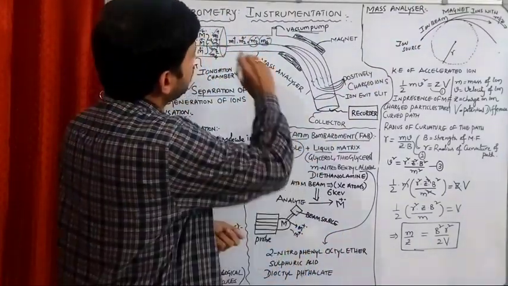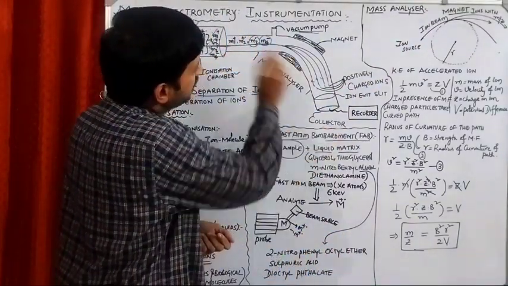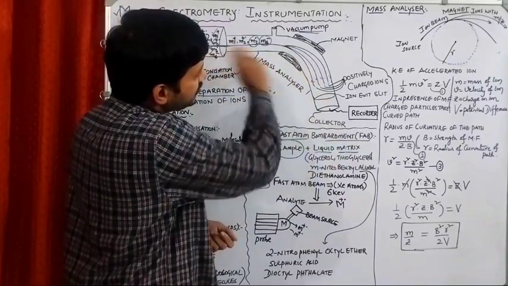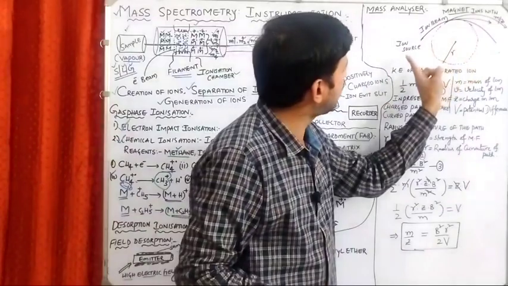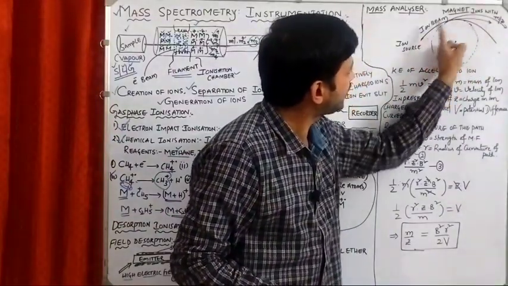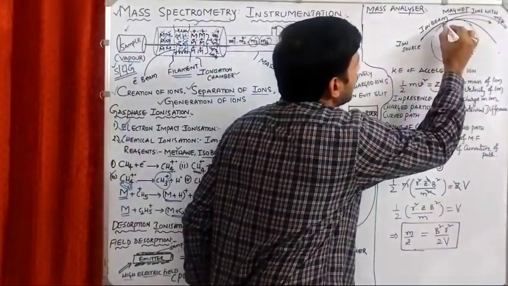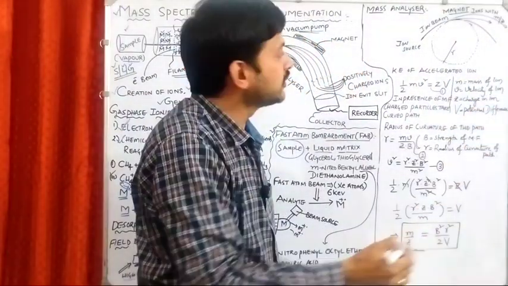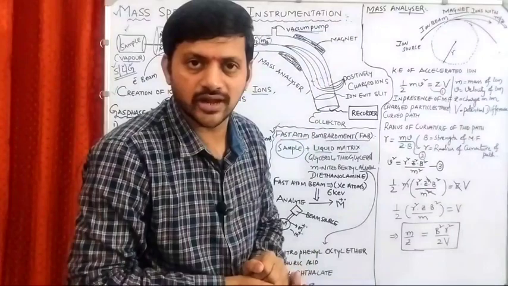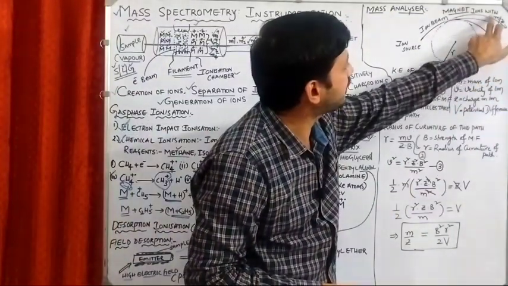In the mass analyzer, what is happening? The ions are separating in this way or not? So in a path, the ions are taking this pathway. In this pathway, see this one, the ions are thrown in this manner. Right? So we need to observe the m/z value of these separated ions.